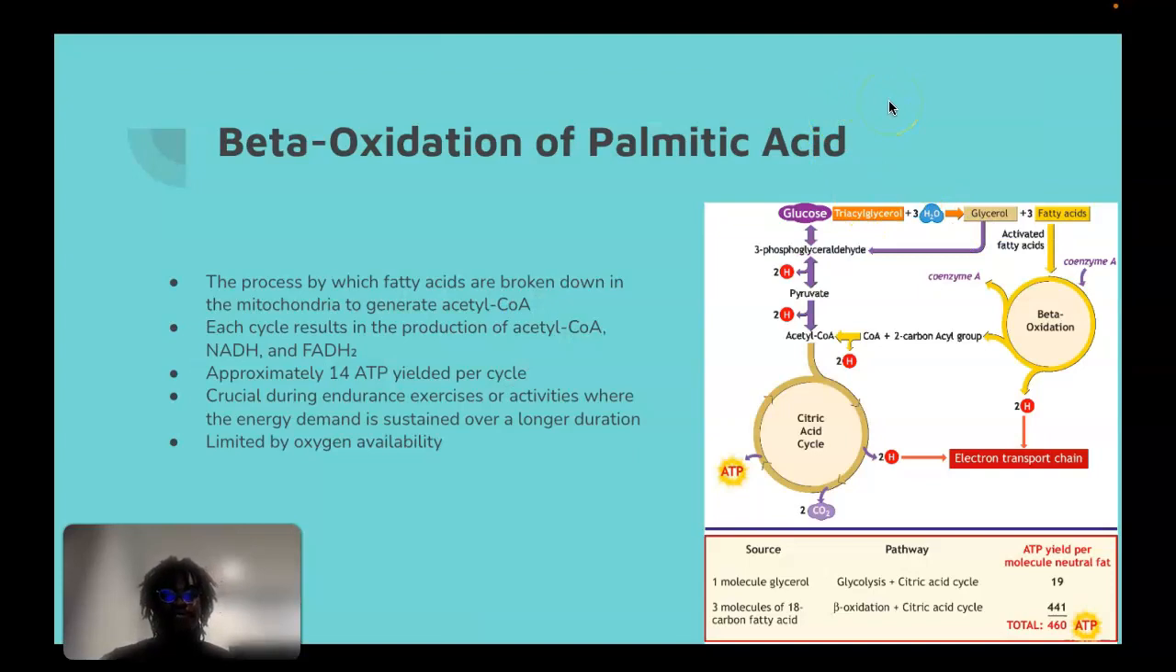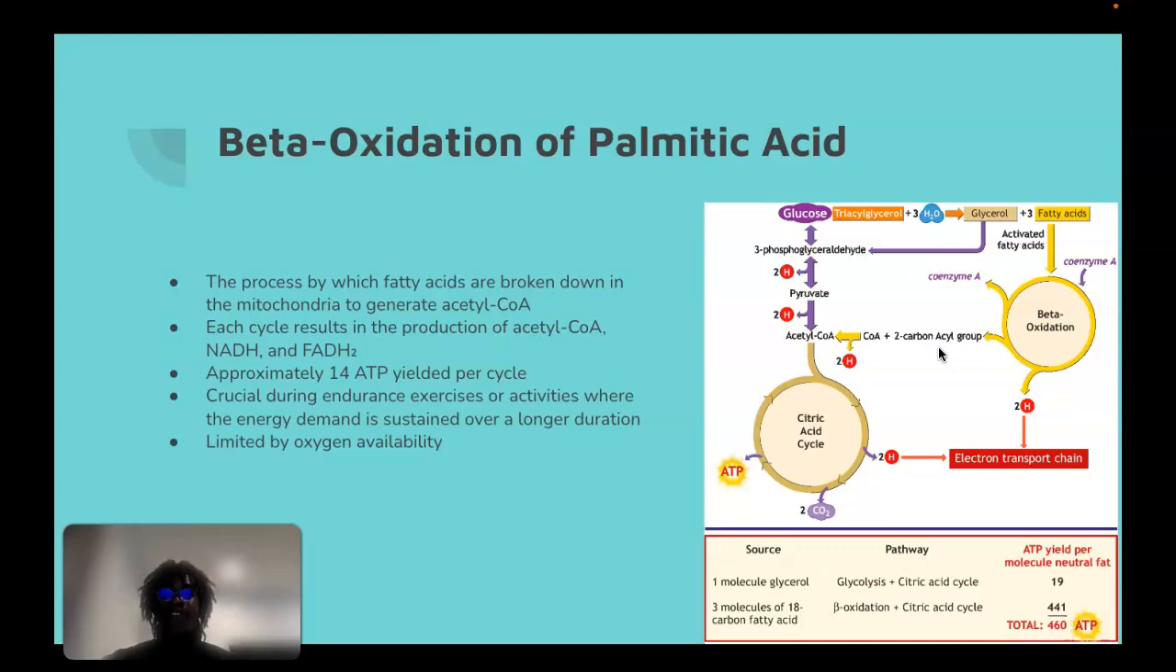Beta oxidation is the process by which fatty acids are broken down in the mitochondria to generate acetyl-CoA, the key player in the citric acid cycle. Each cycle of beta oxidation results in the production of acetyl-CoA, and not just acetyl-CoA, NADH and FADH2 as well.